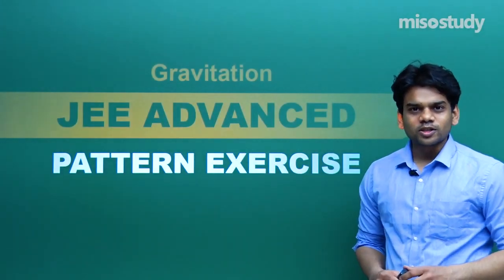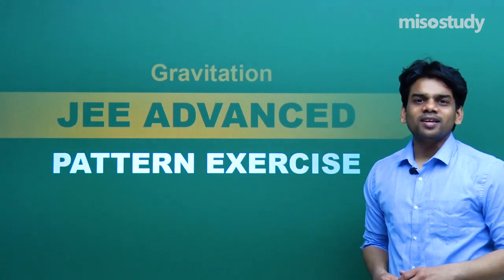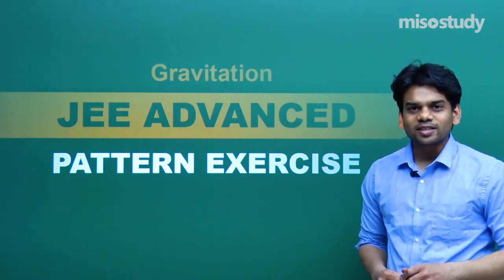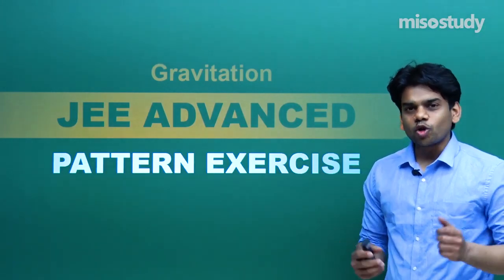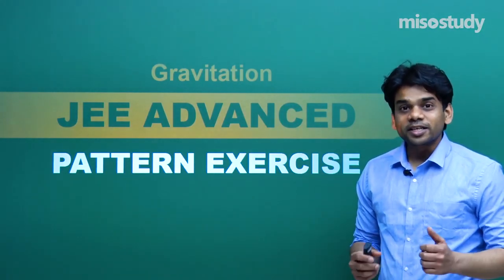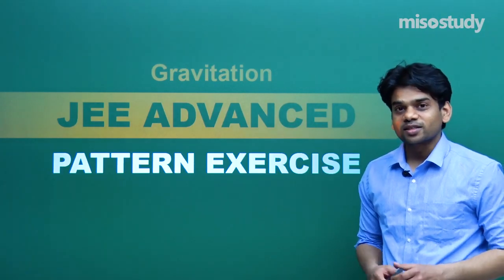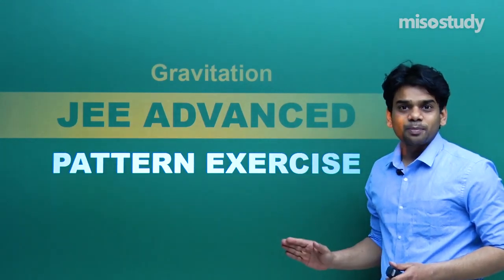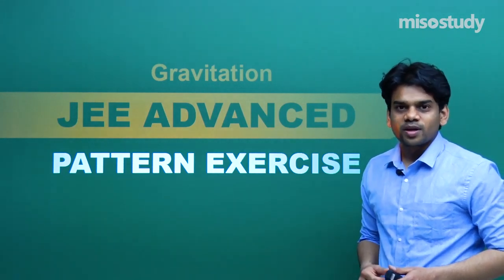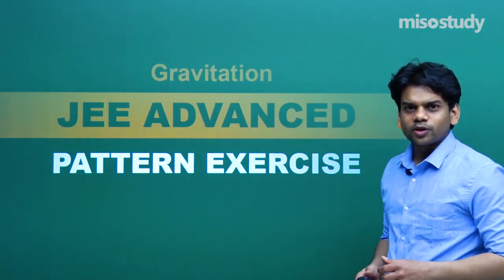So after learning all the concepts in gravitation, let's go and practice some questions based upon the concept of gravitation, and the pattern will be JEE Advanced. In JEE Advanced, we have questions that are single choice, more than one choice correct, integer type, assertion reason, and even matrix match. Today's class will have single choice, more than one option correct, integer type, and assertion reason. Let's not waste time and go ahead with the first question of the class.